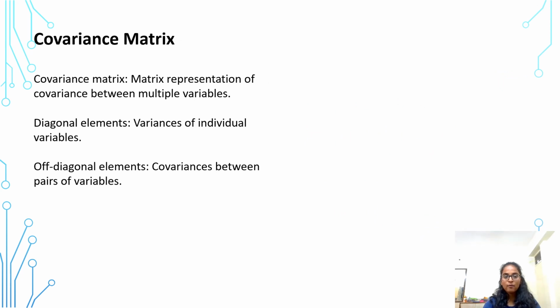Covariance matrix: a matrix representation of the covariances between multiple variables. The diagonal elements are the variances of the individual variables, and the off-diagonal elements are the covariances between pairs of variables.